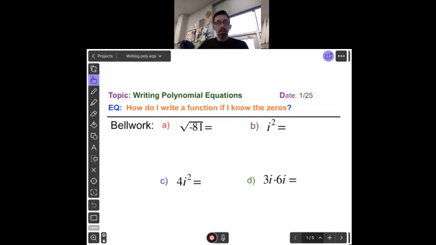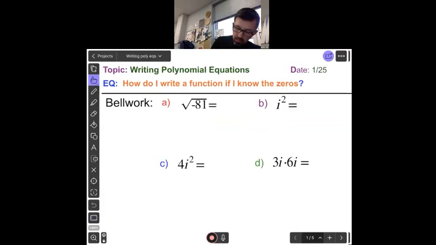All right, so we're going to talk about writing polynomial equations today. The essential question is how do we write the function if we know the zeros? And really what we're going to get to today is what math is more like in the real world. We don't have equations sitting around waiting for us to solve them. We usually have things we want the equations to look like that we need to model for. So we need to do a little bit of prep work to be able to do some stuff we need to do later. I want to talk about these questions here real quick.